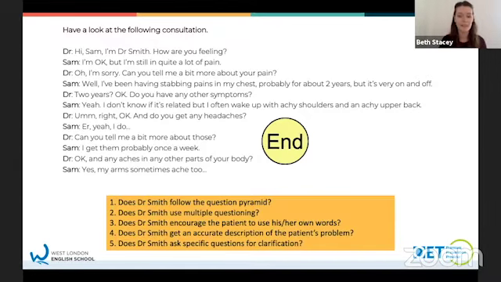The doctor doesn't use multiple questioning. We can just see one question in each speaking turn. And the doctor is encouraging the patient to use their own words because of all of those open questions. So I would say that yes, Dr. Smith gets an accurate description of the patient's problem, and he or she is asking specific questions for clarification. So this is definitely a good example.